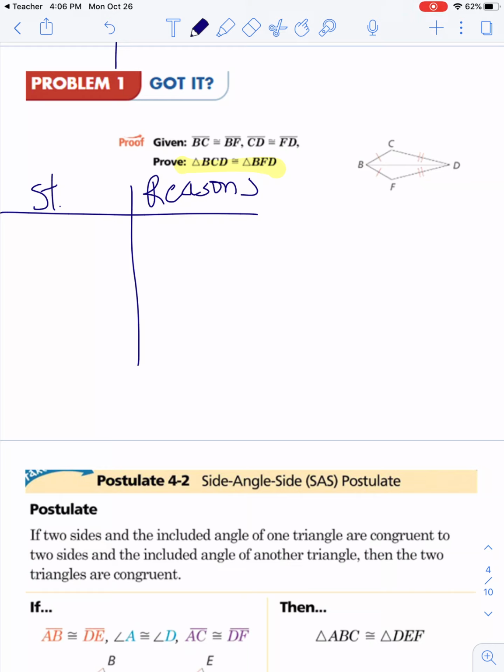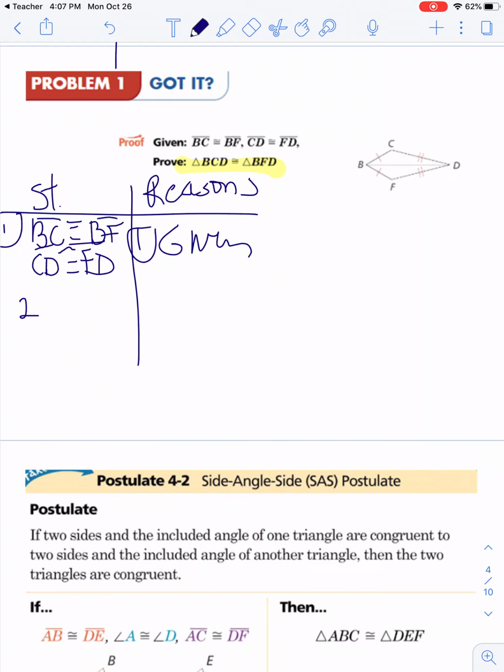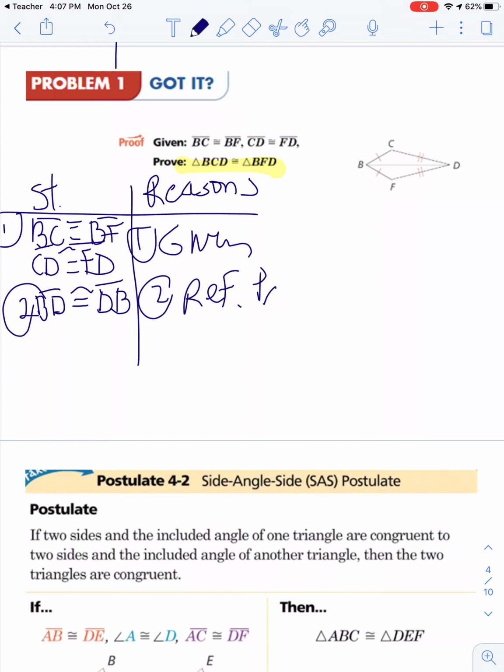Okay, hit pause. All right, so the statements that are given would be BC is congruent to BF, CD is congruent to FD, and that's by givens. The second one, here we have BD is congruent to itself, or DB, and that again is by the reflexive property of congruence.